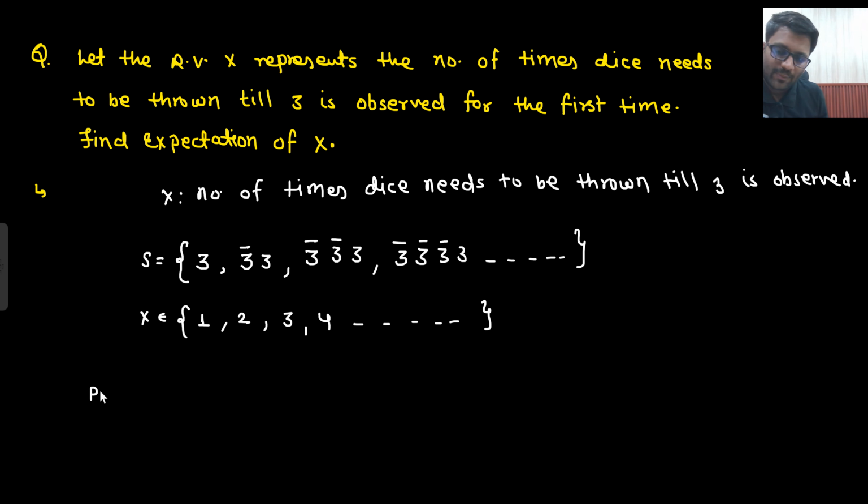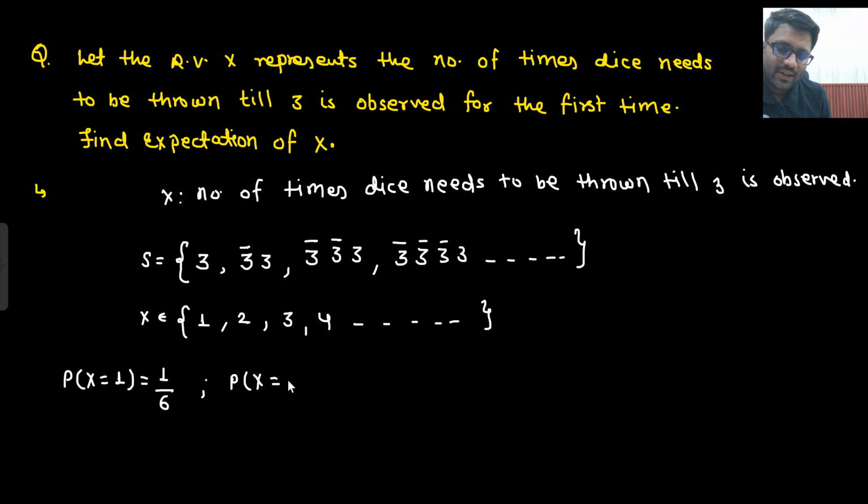So what do you think? What will be the probability of the random variable x taking value 1? That means you throw the dice one time and you get 3. Let me repeat the statement again. You throw the dice one time and you get 3. What is the probability of that? 1 by 6.